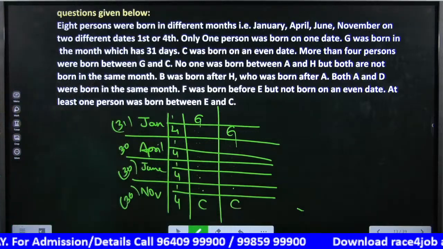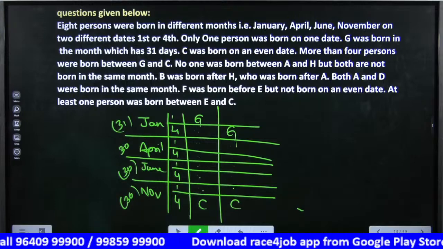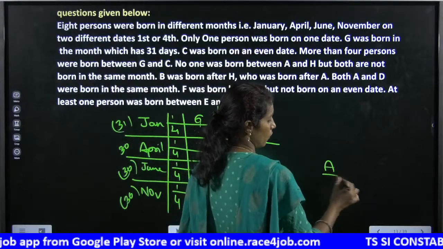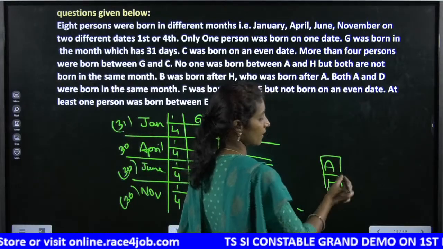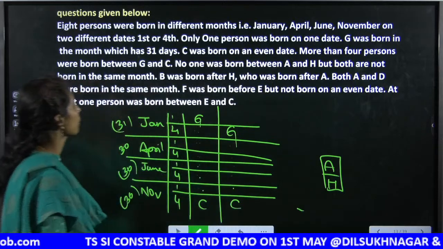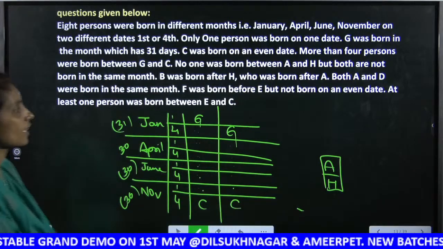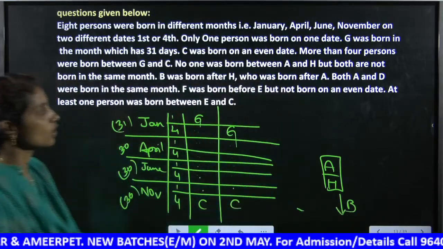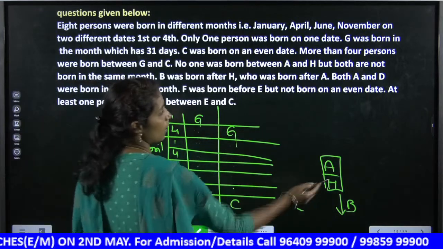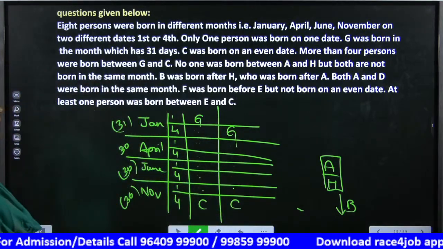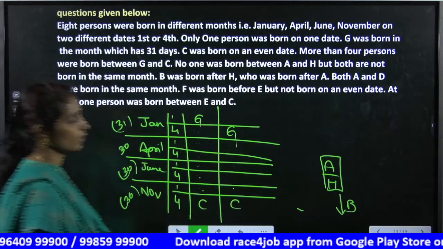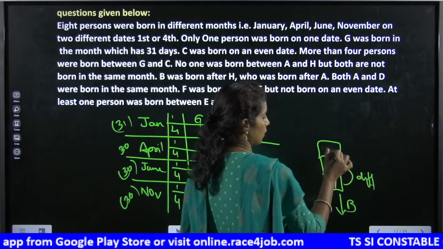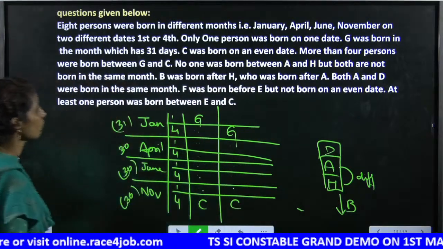No one was born between A and H, but both are born in the same, but not born in the same month. Okay, A and H should be one after the other, but they should not be in the same month. Right? B was born after H. After H, B was born. H was born after A. Both A and D were born in the same month. Okay. These two are different months. Here D is in the same month. Right?